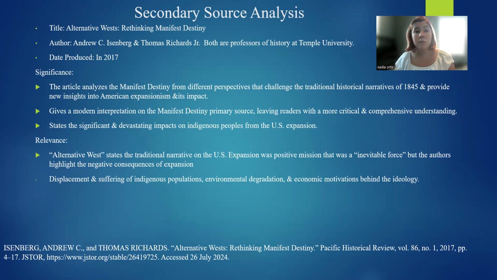And the significance of this source is that the article actually analyzes Manifest Destiny from an alternative perspective, and it challenged the traditional historical narratives of 1845. It also provided new insights into American expansionism and its impacts. It gave a modern interpretation of Manifest Destiny, and it gives a reader a more critical and comprehensive understanding of it. The source also stated the significant and devastating impacts on Indigenous people from the U.S. expansion.